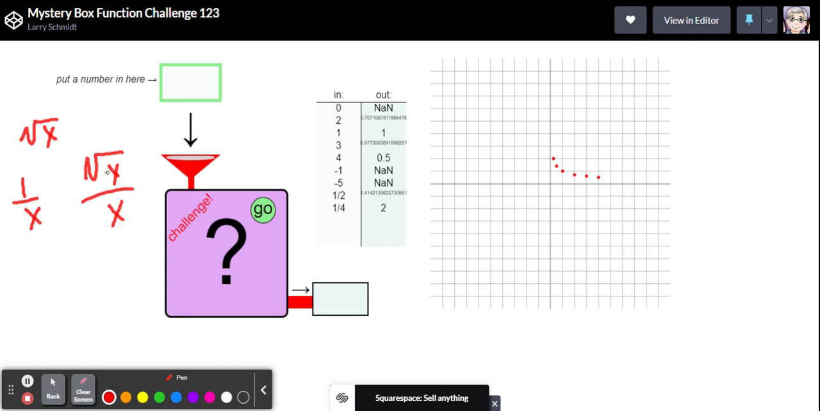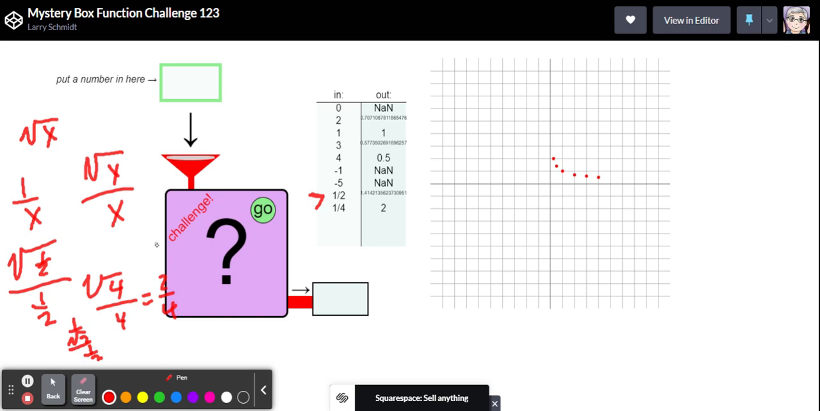What about at 1? Well, square root of 1 over 1 would be 1. What about at 4? So at 4, I would put the square root of 4 over 4, and that would be 2 over 4. That would be 0.5. And how about at 1/2? Let's think about that. So the square root of 1/2 over 1/2. So the square root of 1/2, you're going to have 1 over the square root of 2. And then that's over 1/2, which is the same thing as multiplying the top by 2. And I think we would end up with this. So, I think we've got the square root of x over x.